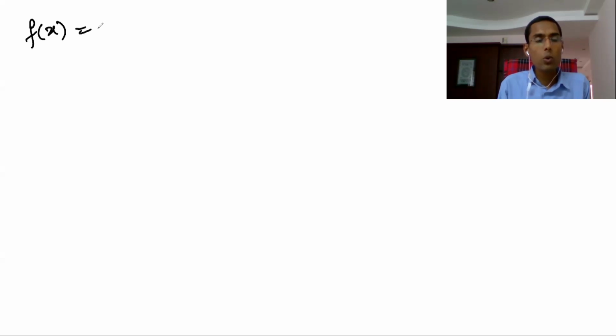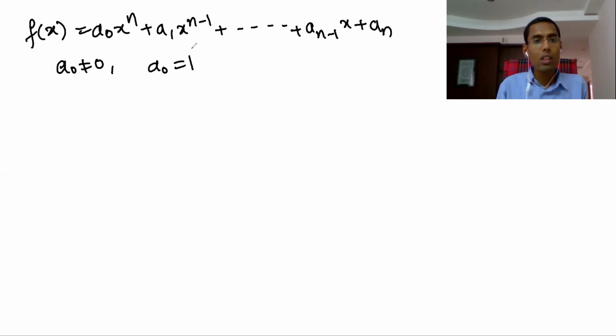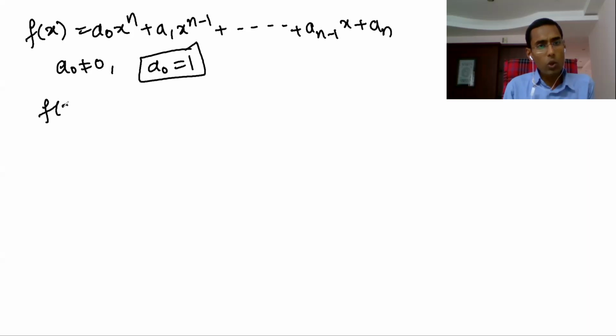f(x) = a0 x^n + a1 x^(n-1) + and so on up to a(n-1) x + an. That means n terms will be there. This is called a polynomial of nth degree if a0 is not equal to 0, and these a1, a2, a3 are real constants. Then it's called a real polynomial of nth degree, and if a0 is equal to 1, then it is called a monic polynomial. So here f(x) = 0 is called a polynomial equation of nth degree.